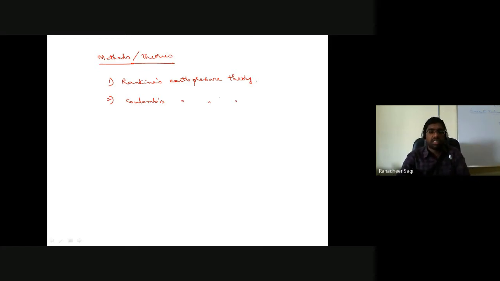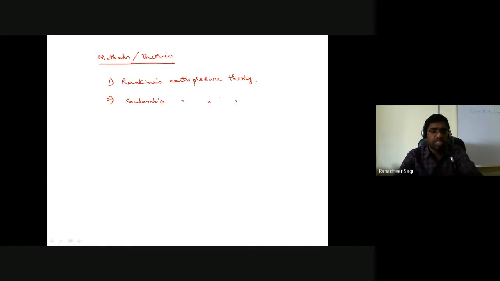Based on Rankine's earth pressure theory, we'll look at how to estimate the earth pressures that are getting developed, and we'll also come across Coulomb's earth pressure theory. But as far as the syllabus is concerned, Coulomb's theory is not very much focused on. What we'll focus mainly on is Rankine's earth pressure theory. Based on it, we'll talk about how to calculate active earth pressure, passive earth pressure, and then estimate the state of stress on your retaining structure at different depths.